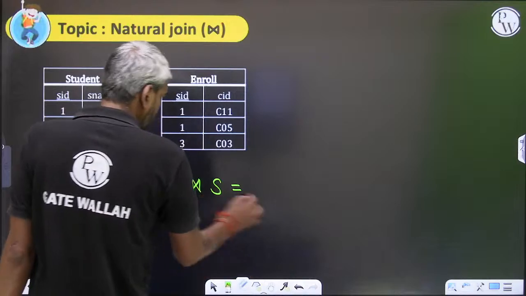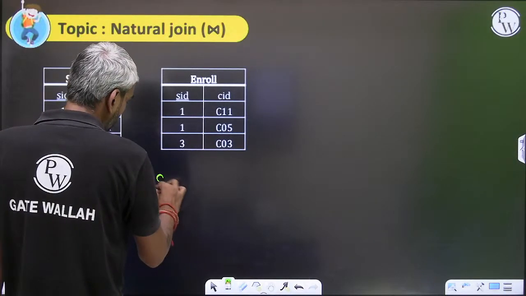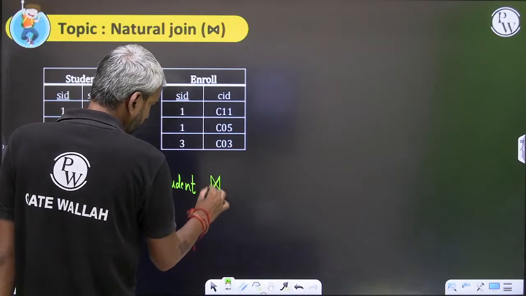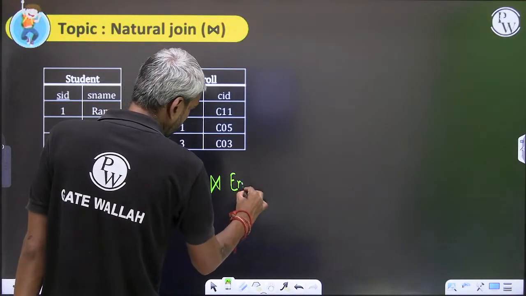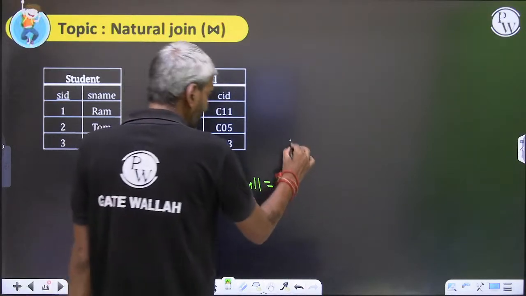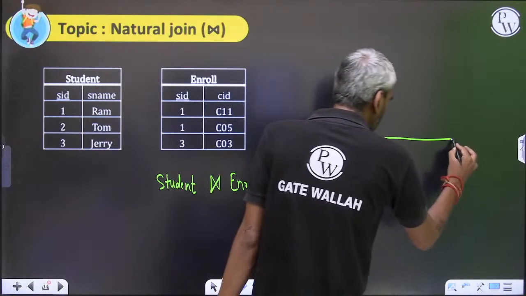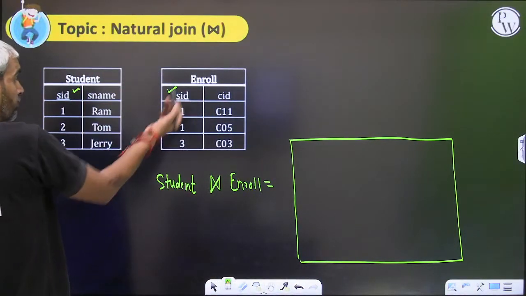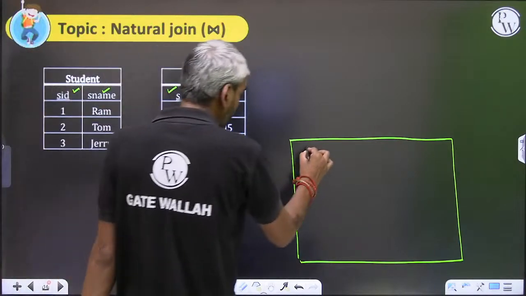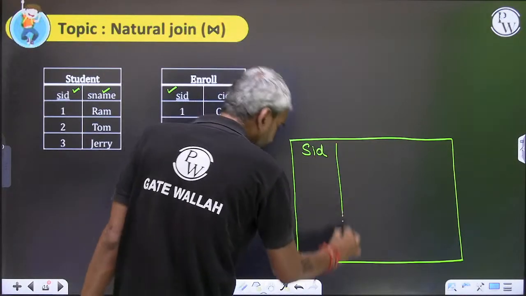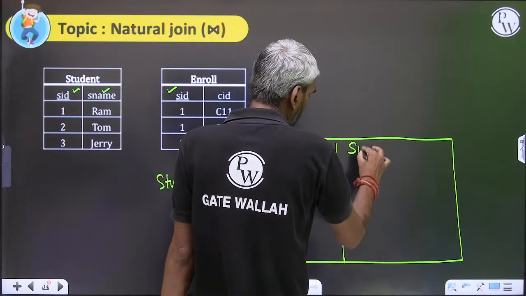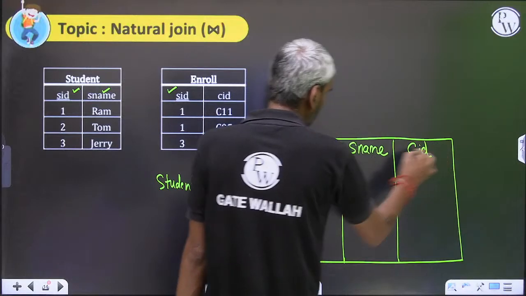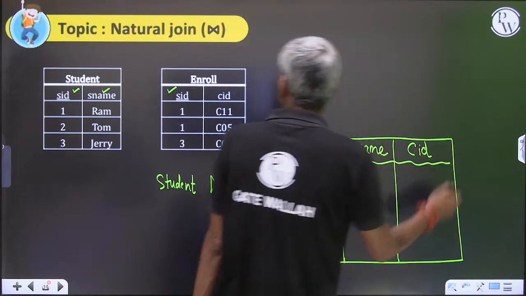So, here the relations are student natural join with enroll. So, we know in the resulting relation, there will be only 3 attributes. One is SID because it is common for both. One will be S name, another will be CID. So, in the resulting relation, there will be one SID, one S name, and one CID. And obviously, the condition will be equality condition.